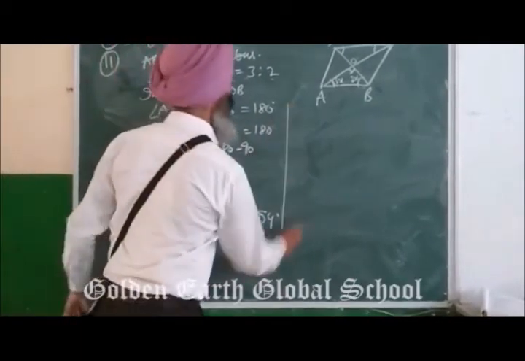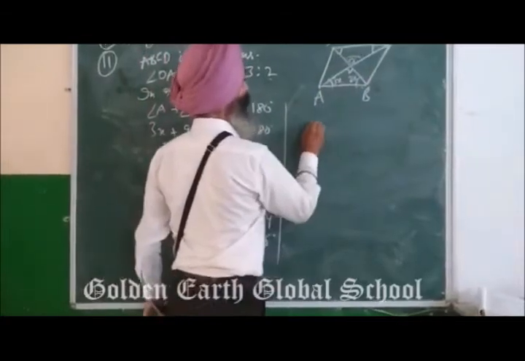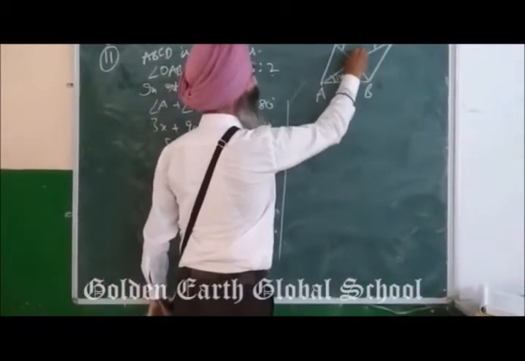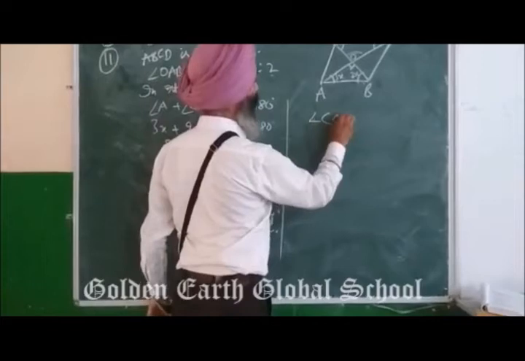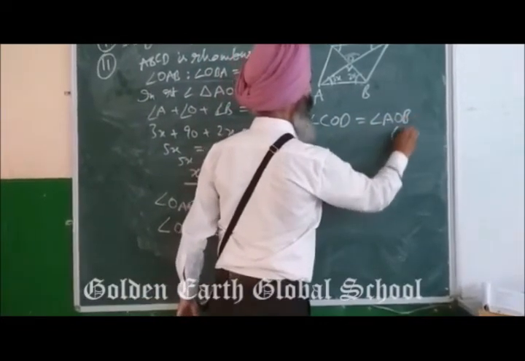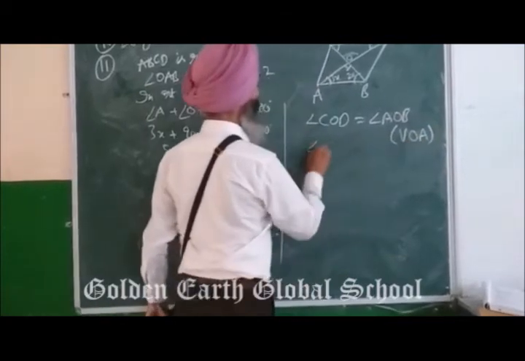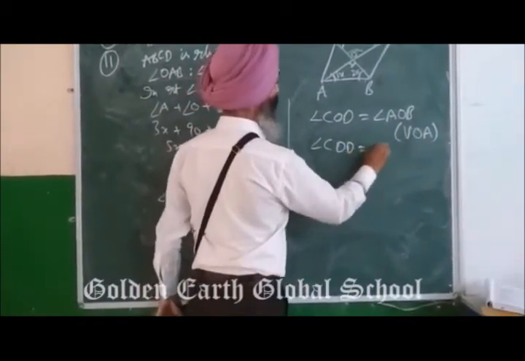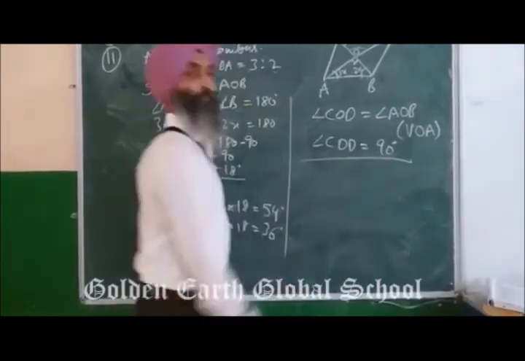Now how to find the third angle, this one? Now look at it. This angle is equal to this angle. So you can say that COD is equal to angle AOB. Why? Vertically opposite angle. So therefore angle COD is equal to 90 degree. Okay?